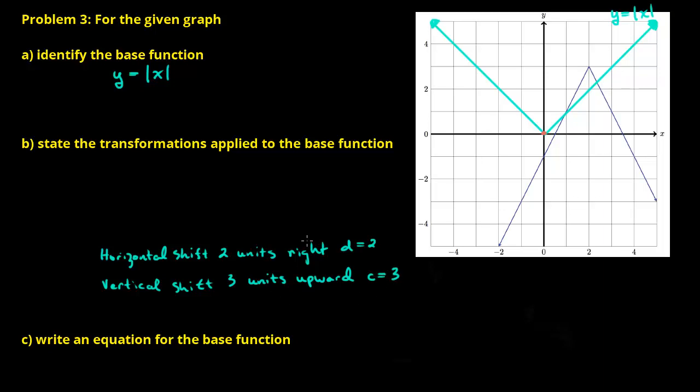Next, let's figure out what our other values are. You might have already noticed this, but I definitely have a reflection about the x-axis. That means that my value for a is negative.